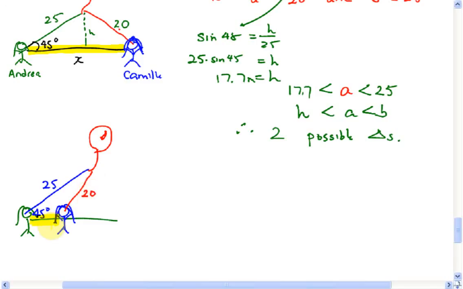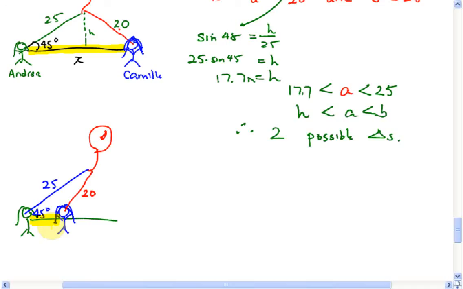But we didn't calculate the first one. I know we didn't calculate, but I'm showing you right now there's two possible answers. Andrea, question? If it was like 22, it wouldn't be two answers. If the 17.7 was like 22, you're right, there wouldn't be two answers.